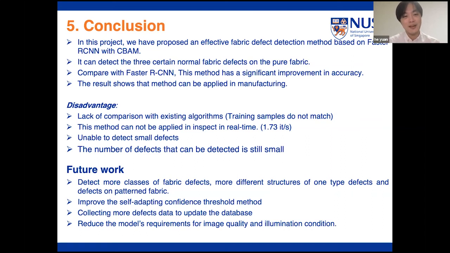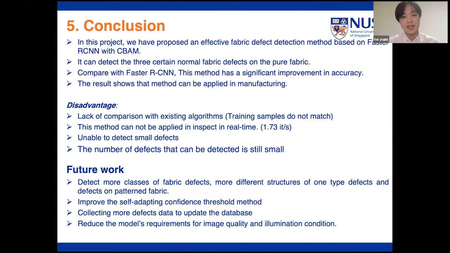The second one is we compared it with the Faster RCNN, and we think this method has significantly improved the performance. And the results show that the method can be applied in manufacturing. And yes, it can be applied in manufacturing. And the disadvantages are also many, because the first one is we don't have a comparison with other existing algorithms because we use different samples, and the training sample and the test sample are quite different. So I don't think it's worth doing the comparison, and I cannot say it's really good or other algorithms are bad.